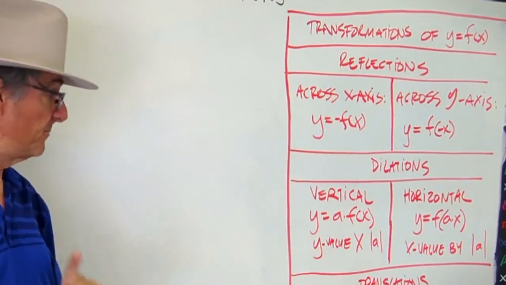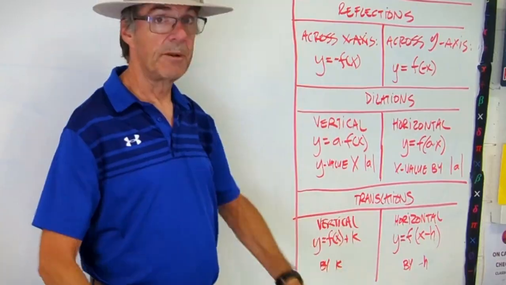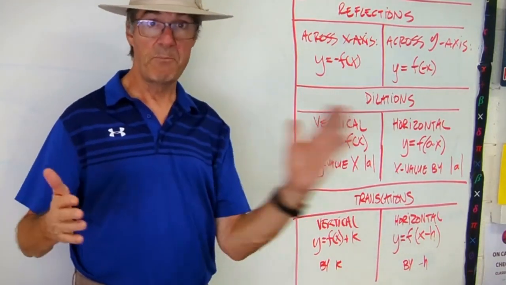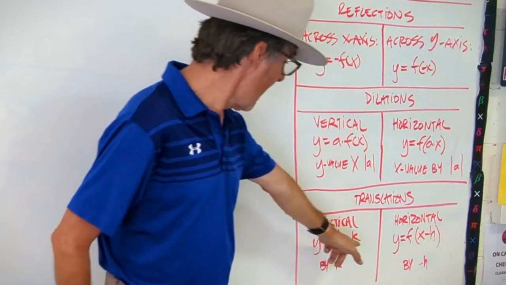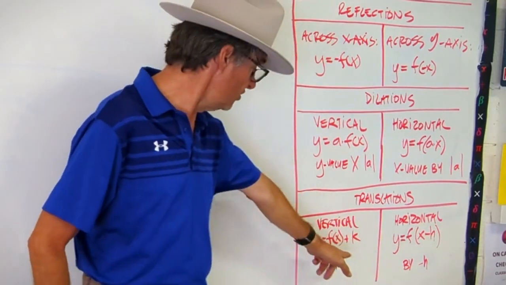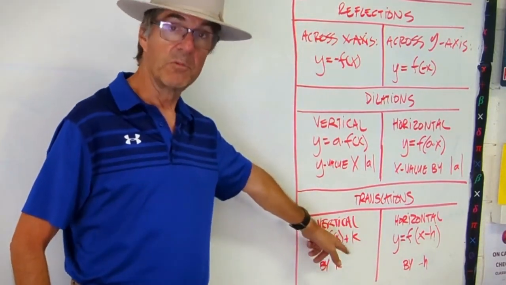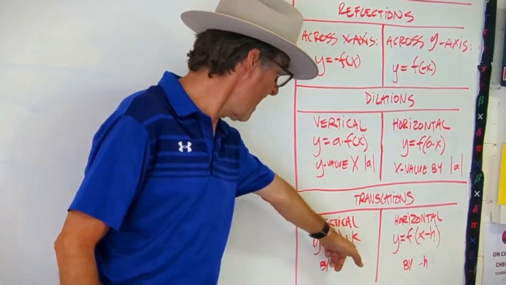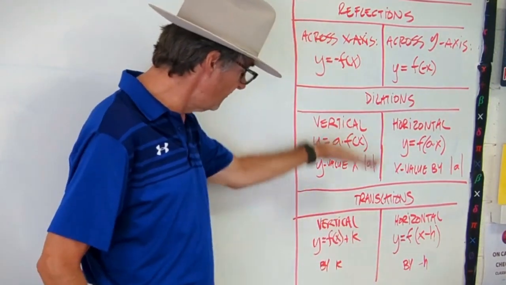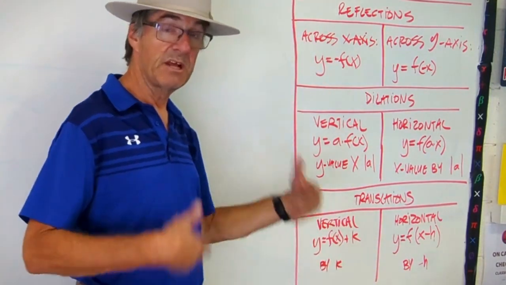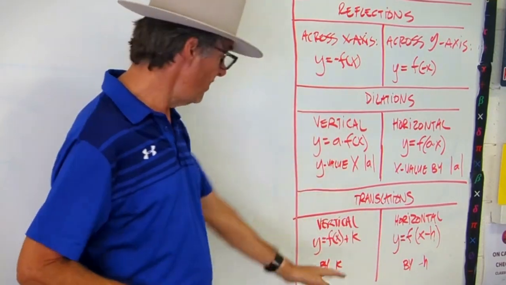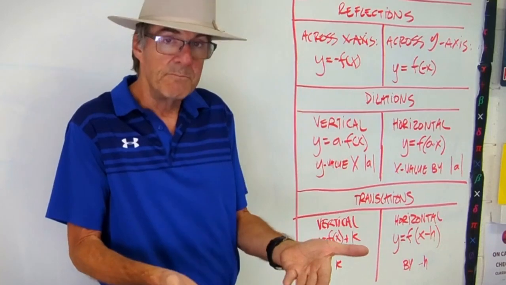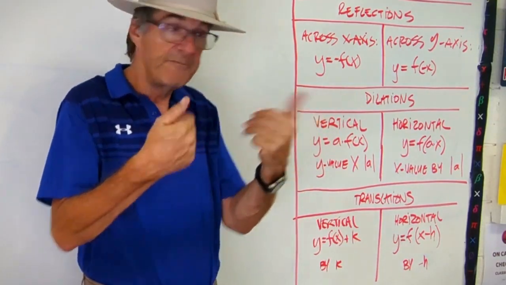One last type, translations. Remember, these are slides. We're going to move it back and forth or up and down. And the way we do a slide is we just add some constant to the result of our function before we get y. So we can add k, and that'll move the function up and down, depending on whether we add k or subtract k, and it's totally straightforward. If you have some function plus 5, it's just going to move the function up 5.